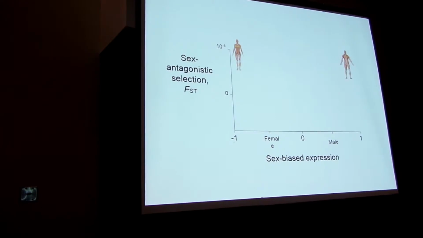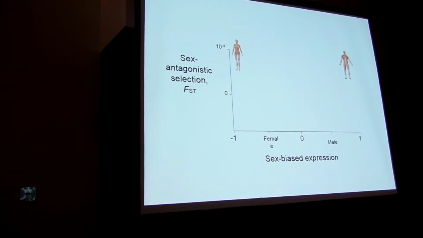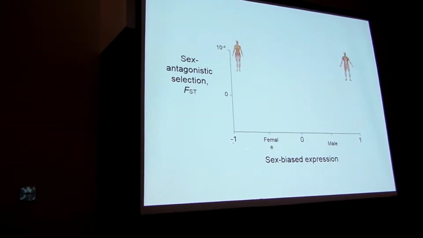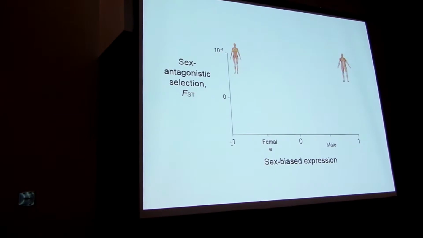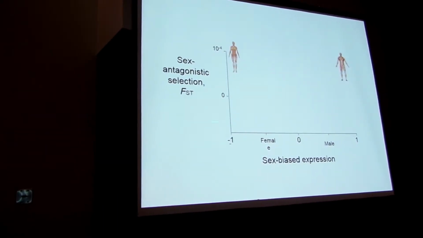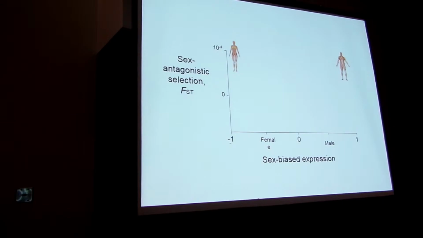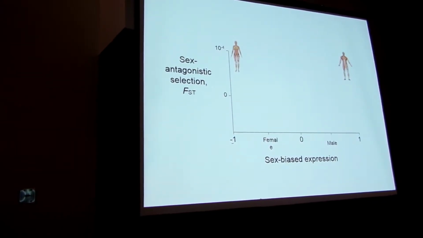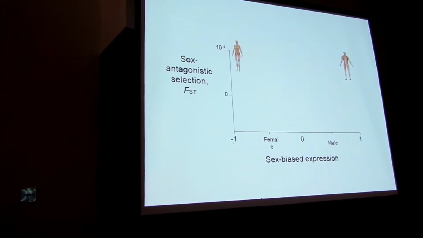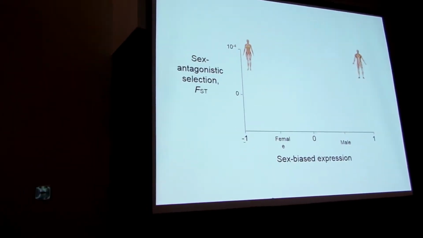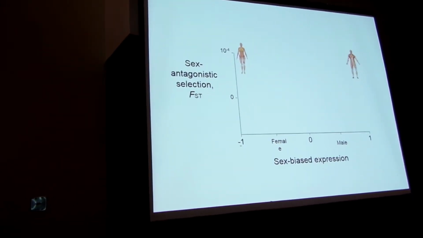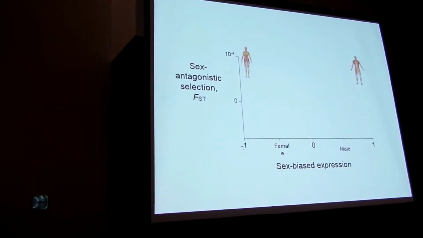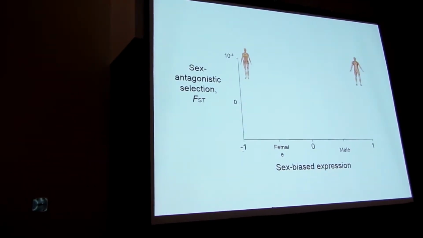Okay, we're going to look at a couple of plots that have the following format. So let me just walk through how we're going to think about this. I love PowerPoint. Horizontal axis is the degree of sex-biased expression. So -1 means that the gene is expressed only in females. +1 means it's expressed only in males. 0 means it is not sex-biased. It's expressed equally in males and females. Okay, that's the horizontal axis. The vertical axis is FST, this measure of contemporary sex-antagonistic selection. We're going to ask, is there a relationship between those two things?